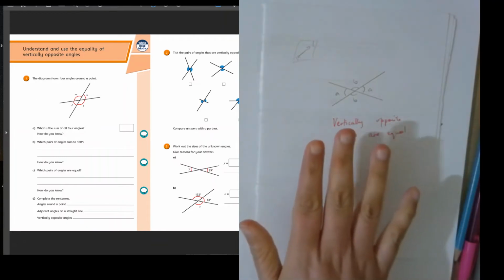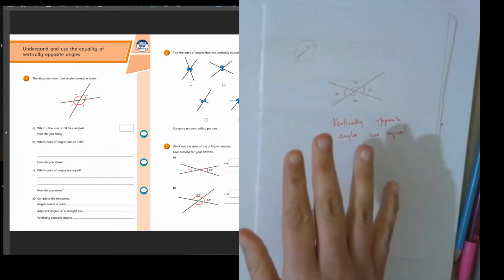Okay, just make sure you've written that down as a note. I would always say a diagram says 1,000 words. It's very important to have a diagram. So make sure you have your pencil and your ruler and you're drawing them as you need to.